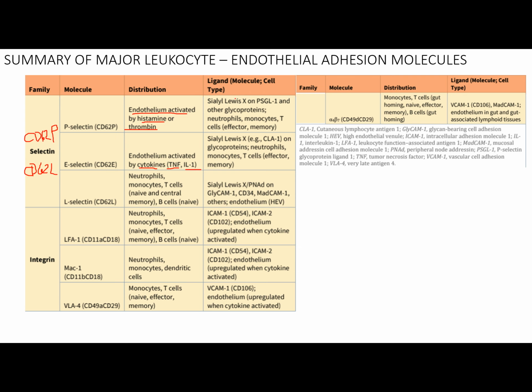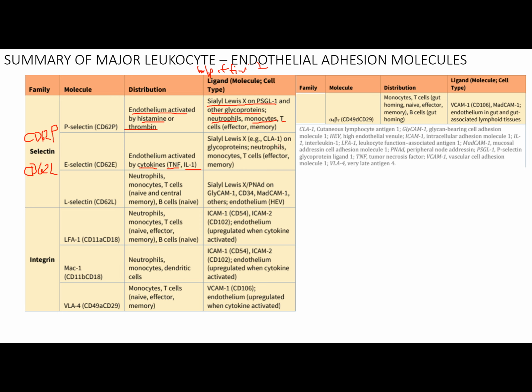B cell. Now, ito naman yung ligand class. Now, yung ligand class, they help in the affinity or the attachment. So, for the P-selectin, ang ligand niya are of two types. You have your sialyl Lewis X on PSGL-1 and other glycoproteins. Now, they are found in this type of cell, neutrophil, monocyte, T cells, effector in memory.